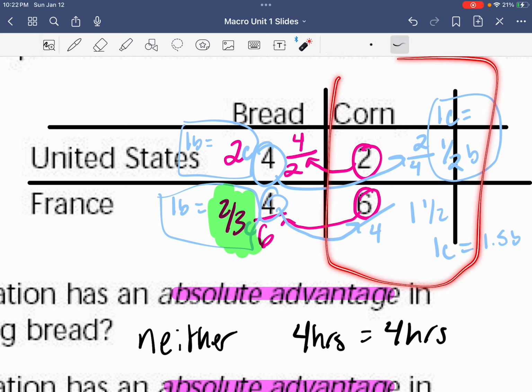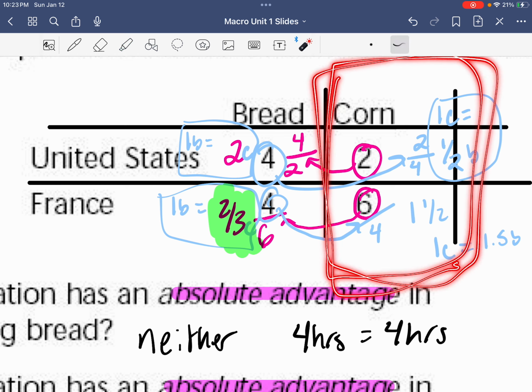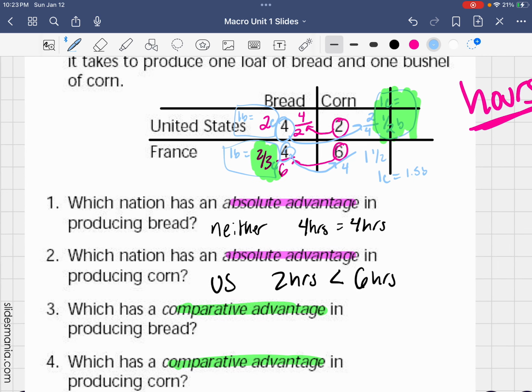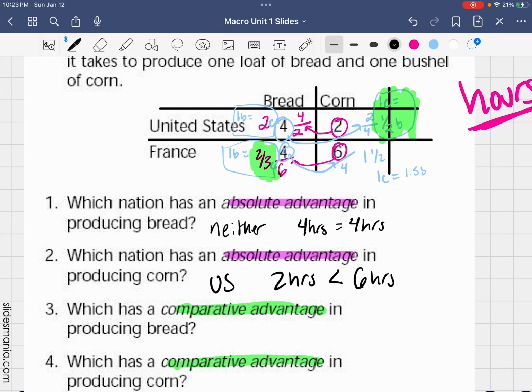I'm going to go over here to corn as well. And when we take a look at corn, one corn in the United States is the same as making 1/2 of a bread, and one corn in France is the same as making 1.5. Well, we want to lose out on less. So this is going to be our winner. So it looks like the United States should make corn. So I'm going to go down here and explain why that is.